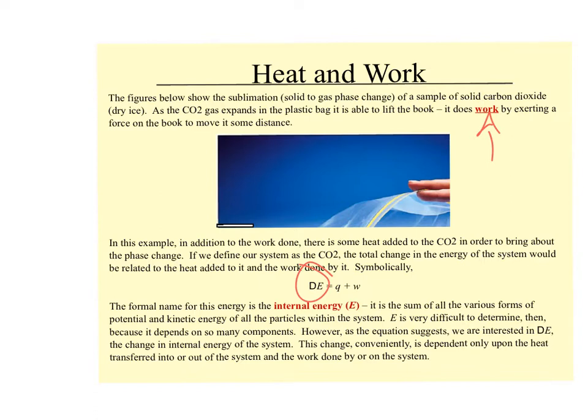We call this internal energy because it's all the different forms of potential and kinetic energy in all the particles in a system. The energy, though, is really hard to determine, and there are so many components, so we try to limit these things. If we're interested in a change in energy, we can look at the ways in which the change can happen, and we can make it depend only on heat.